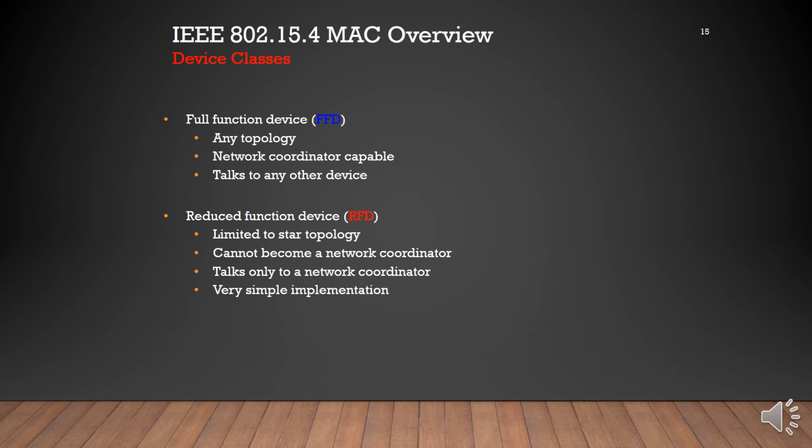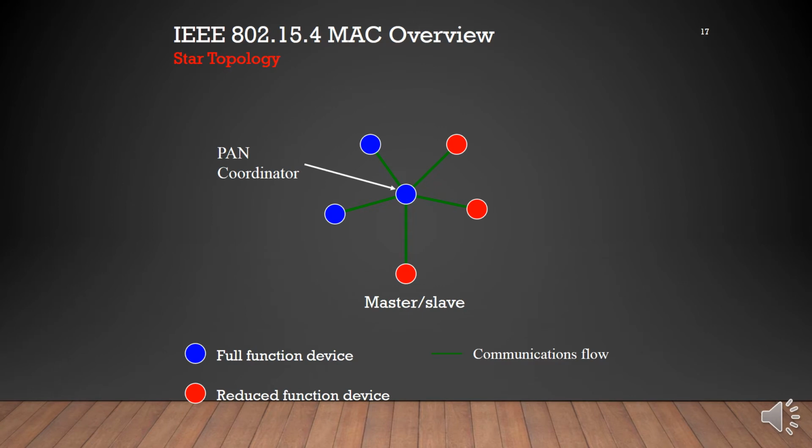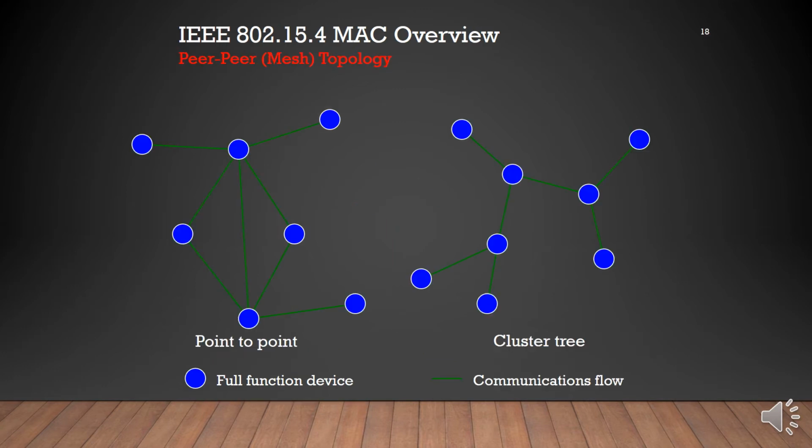Device classes. A full function device, or FFD, can operate in any topology, is network coordinator capable, and can talk to any other device. A reduced function device, RFD, is limited to star topology, cannot adopt mesh and other topologies, cannot become a network coordinator, and talks only to the network coordinator. Then a very simple star, mesh and cluster tree. Each will have the PAN coordinator, which will access the cluster, then the full function node and the reduced function node. Star is master-slave with full function device, mesh topology uses full function devices, and so does the cluster tree.